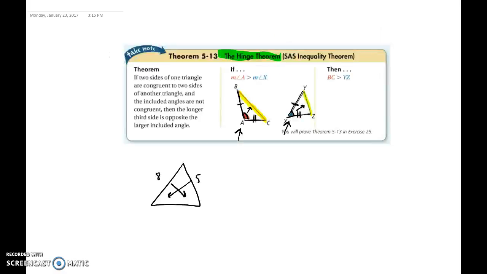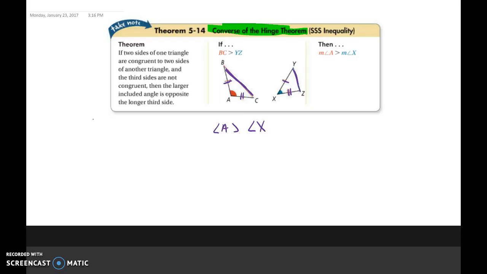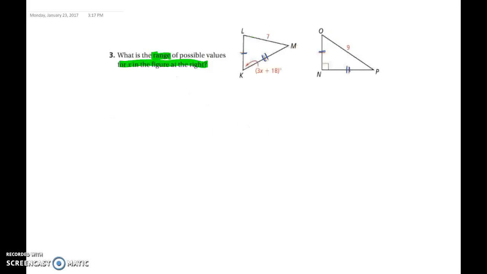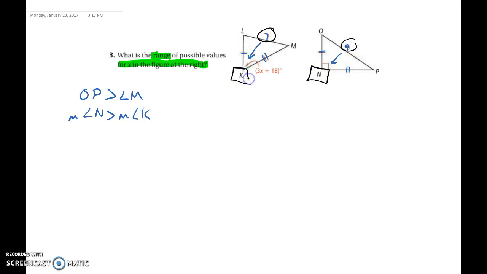Now we just have to identify, are we using the Hinge theorem or the converse of the Hinge theorem? When we look here, we're given that LM is 7 and that OP is 9. So OP is greater than LM. That means we're going to use the converse of the Hinge theorem, meaning that the measure of angle K, opposite of LM, has to be less than the angle opposite of OP, which is the measure of angle N. Since OP was greater than LM, angle N has to be greater than angle K.